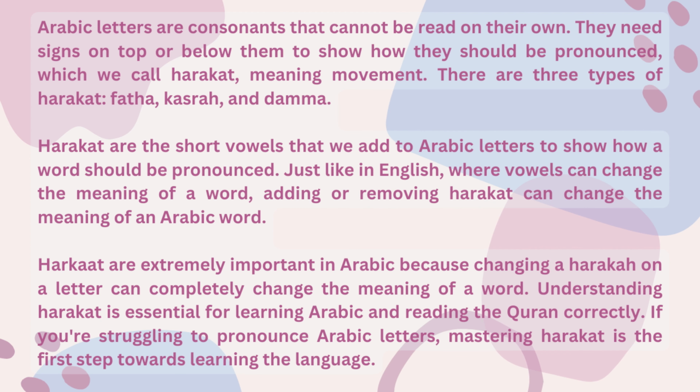Conclusion. Arabic letters are consonants that cannot be read on their own. They need signs on top or below them to show how they should be pronounced, which we call Harkaat, meaning movement. There are three types of Harakat: Fatha, Kasrah and Dammah. Harkaat are the short vowels that we add to Arabic letters to show how a word should be pronounced. Just like in English, where vowels can change the meaning of a word, adding or removing Harkaat can change the meaning of an Arabic word as well.